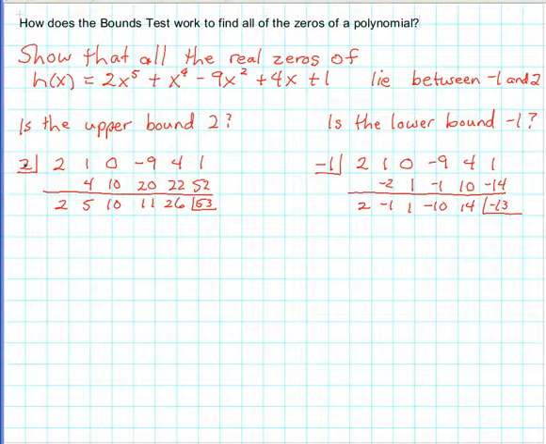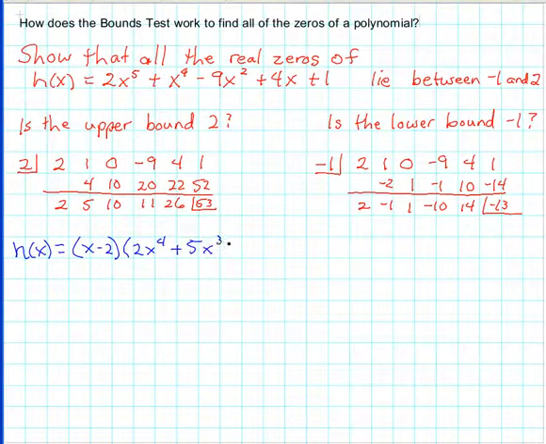Remember that this 2 over here means that I have a factor of x minus 2. So I can rewrite my polynomial now as h of x equals my factor of x minus 2 times this factor down here, which is 2x to the fourth plus 5x cubed plus 10x squared plus 11x plus 26, and add to that my remainder of 53. If I were to do FOIL on this and add 53 to it, I would exactly get this polynomial. So I haven't really changed my polynomial, I've just written it as a factor.